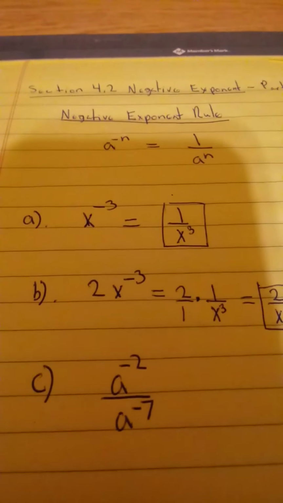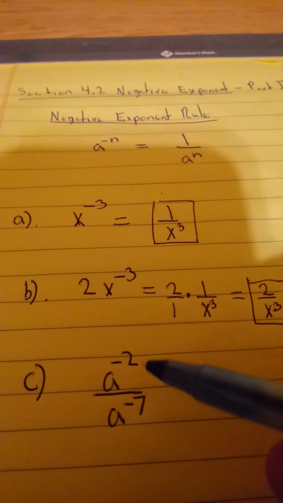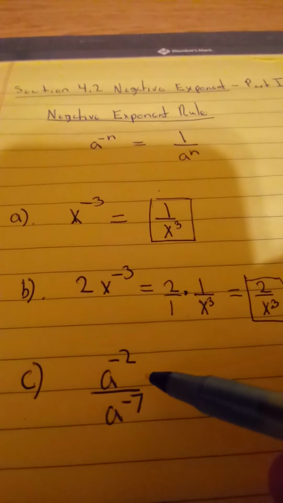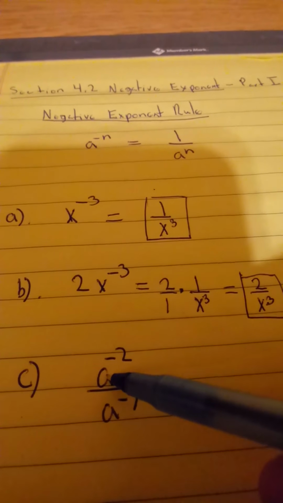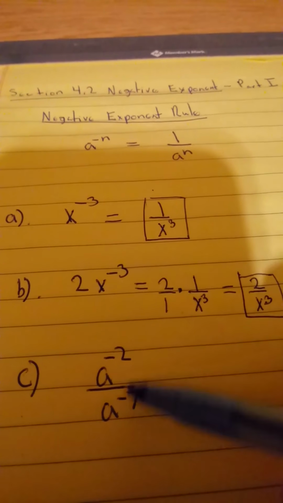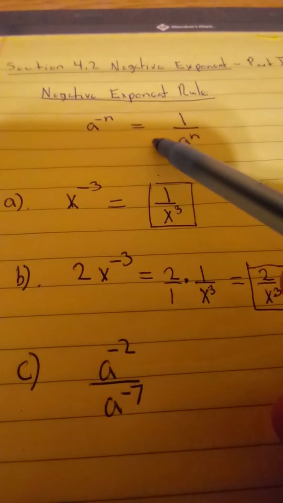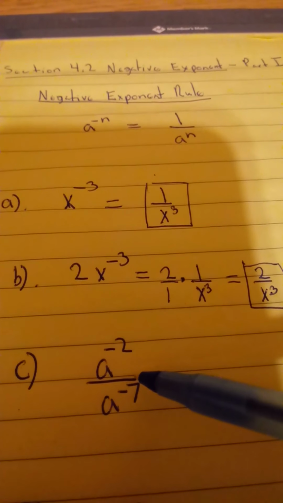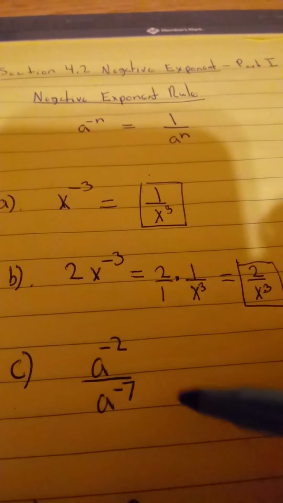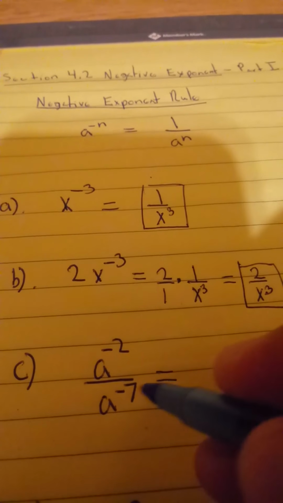For the next part, you may not necessarily want to use the negative exponent rule. You may use your quotient rule, which, remember, is if you have the same base, we subtract the exponents. So preferably this will not be used right away. You may have to use it at the end, but in this case, it is optional to use the quotient rule.